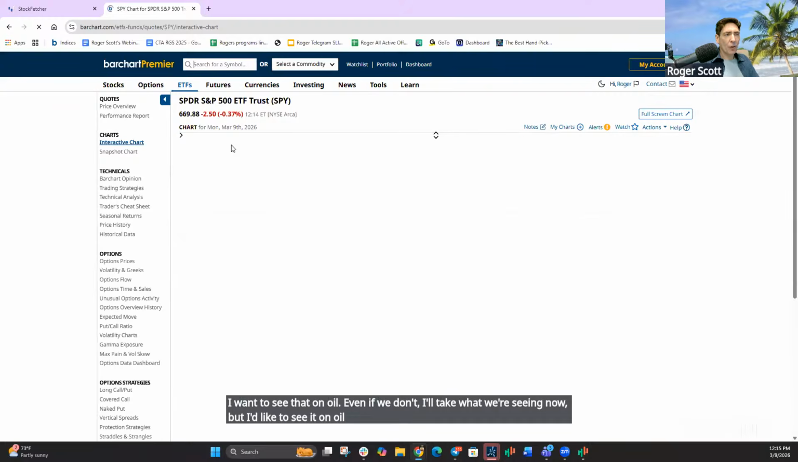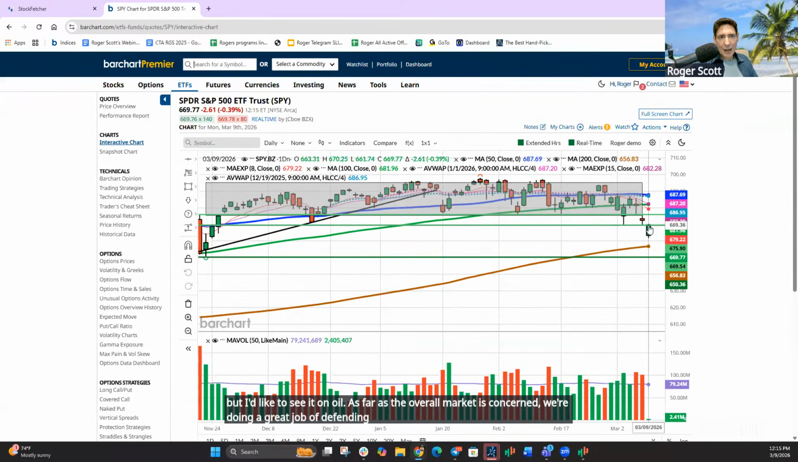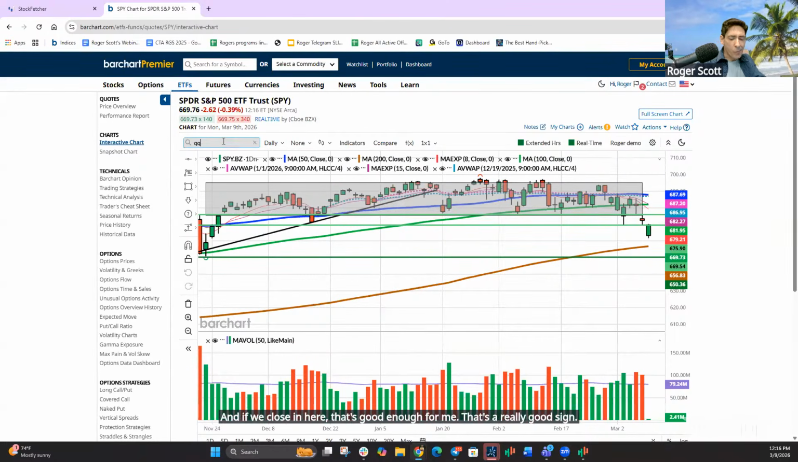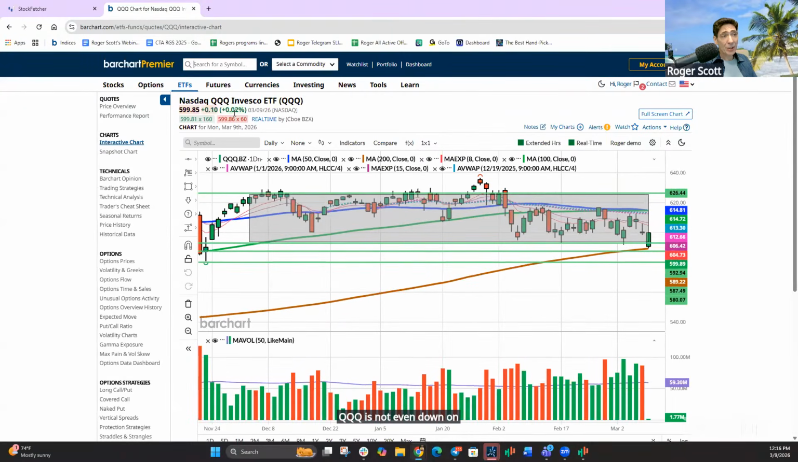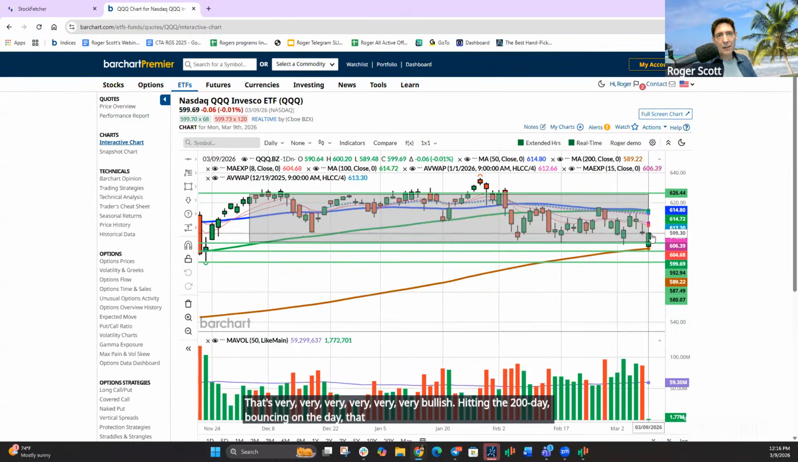As far as the overall market is concerned, we're doing a great job of defending this trend line. We're actually almost inside yesterday's range, and if we close in here, that's good enough for me. That's a really good sign. QQQ is not even down on the day, folks. QQQ is positive on the day. Hitting the 200-day and bouncing on the day is very, very bullish.